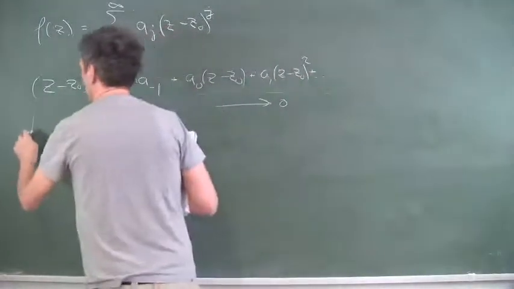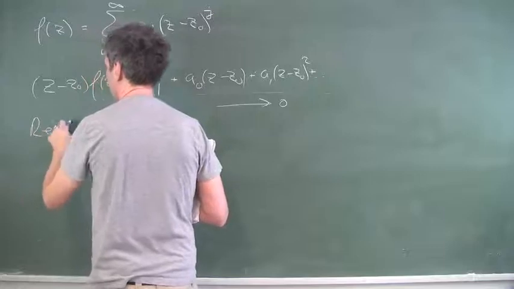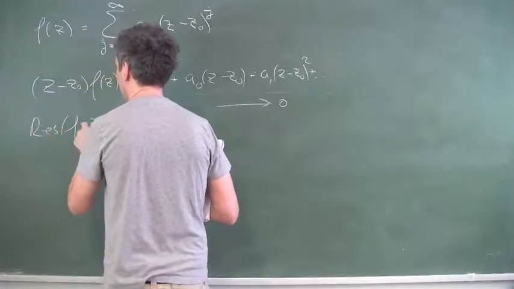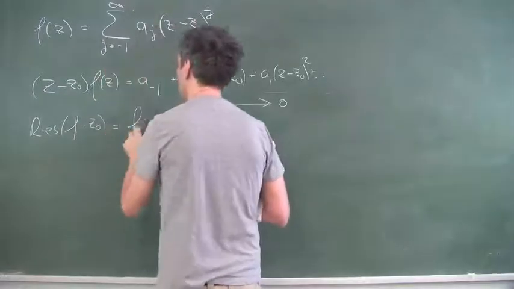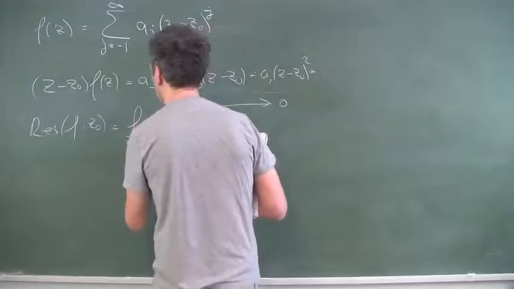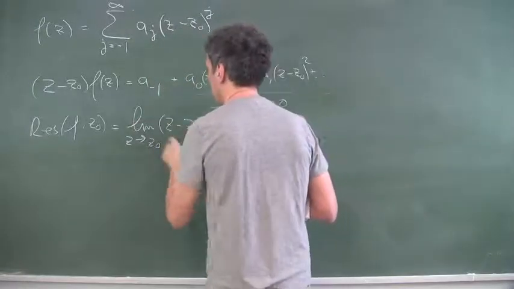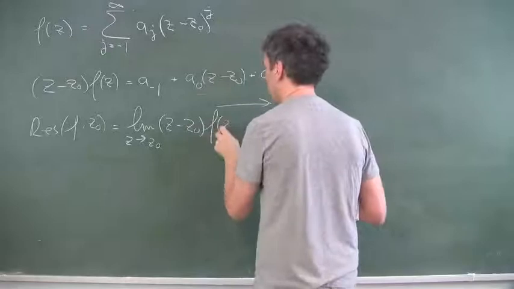And then you see that if you just now take the limit of this expression, then all these terms here will go to 0, and you're just left with the residue. So you arrive at the formula then that the residue of f at the point z naught is equal to the limit as z tends to z naught of the expression z minus z naught times f of z.